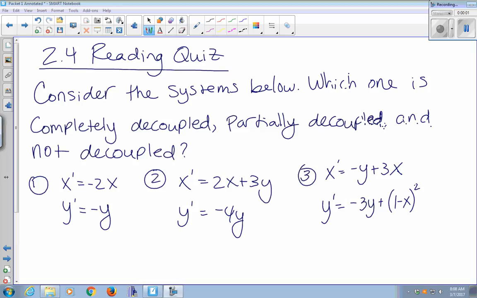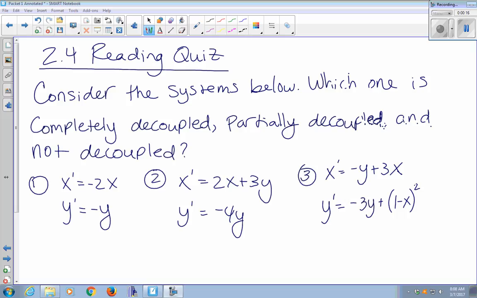Today's lesson is going to be on analytic solutions for very special kinds of systems of differential equations: completely decoupled and partially decoupled. Those are the special things we're going to learn how to solve today.